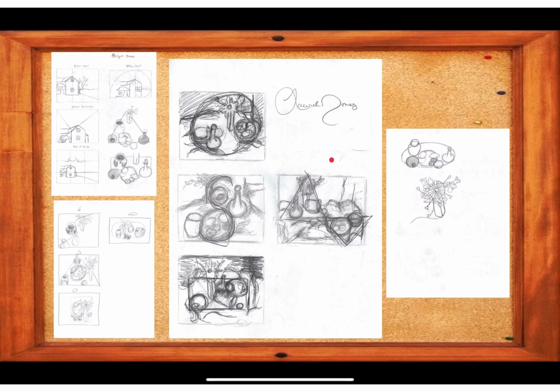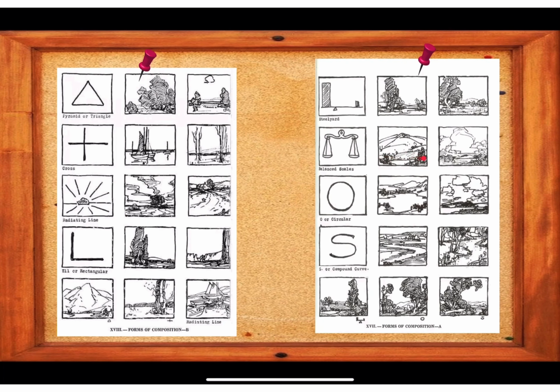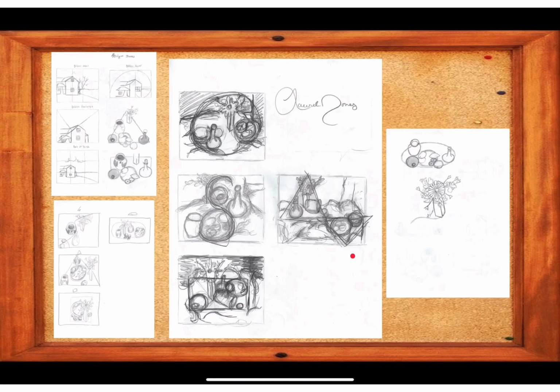Oh, you see the scales here. This is more symmetrical. It's more balanced, formally balanced. And then you see there's some S-curves and circles or ovals. So these are just for your information, because there's a lot of stuff to gather for teaching composition.